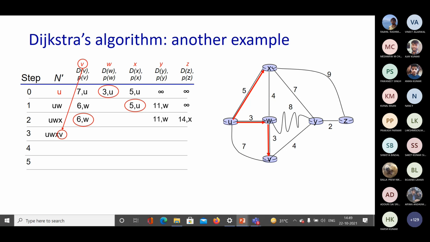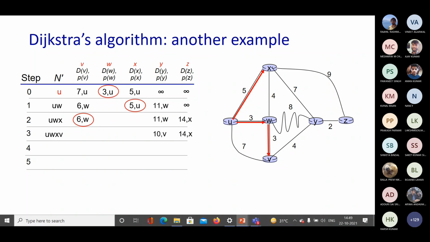So now what will be the corresponding values? V is directly connected to Y, which is not there in N dash yet. So what should be the value for Y? 10 comma V. Yes. And of course, Z will remain 14 comma X. Even though there is no direct connection from V to Z, we have already traversed it via X, with a minimum cost 14 comma X.